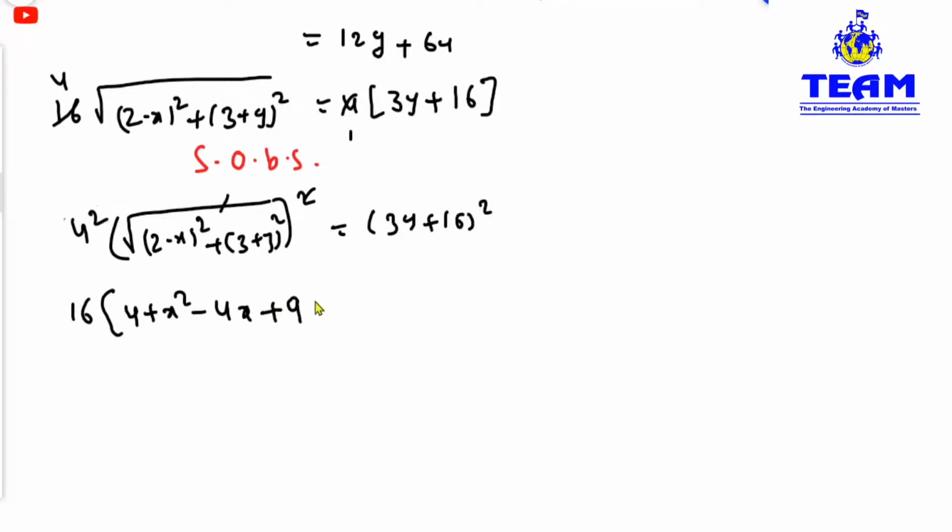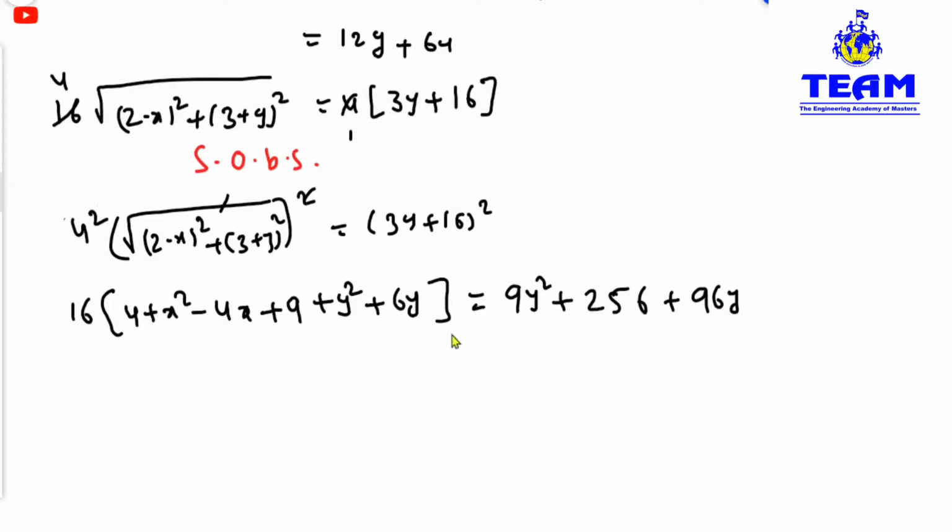Plus 9 plus y square plus 6y, close bracket, is equal to 3y plus 16 whole square, which is 9y square plus 16 times 16 is 256, plus 2 3s are 6y, 6y into 16 is 96y. Okay friends, it is an algebraic equation.